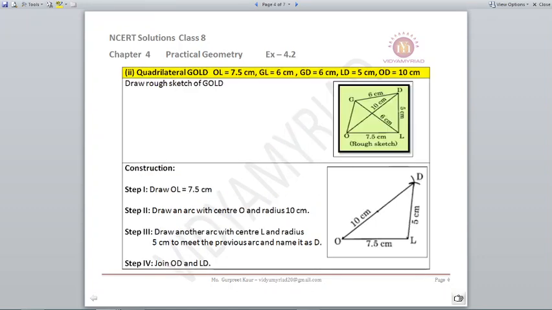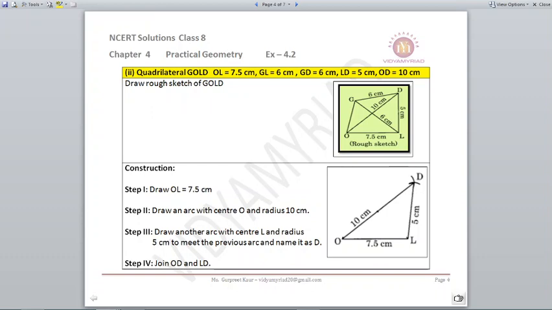Second part, we have to draw the quadrilateral known as GOLD. Now in this quadrilateral, look at the rough hand diagram. I have specially drawn it for you for easy construction, for knowing what all we have with us. Based on that only we will be able to do our construction. Now as per the diagram, I have OL 7.5. You see there is a triangle ODL formed from the rough hand diagram. So first we will make that.